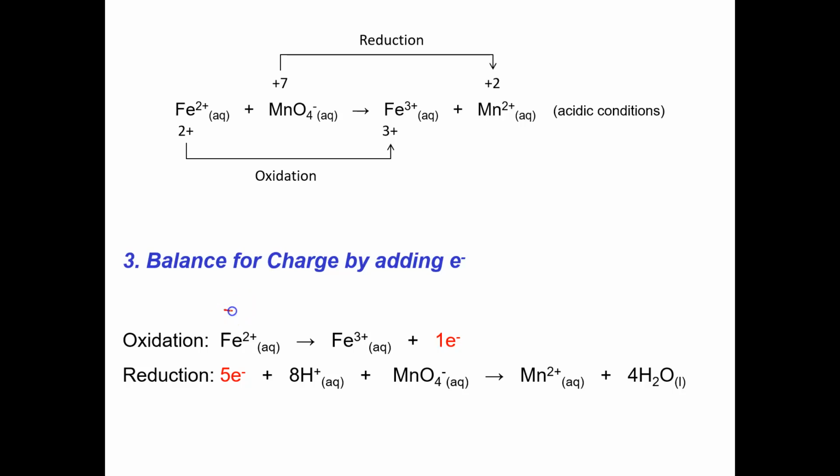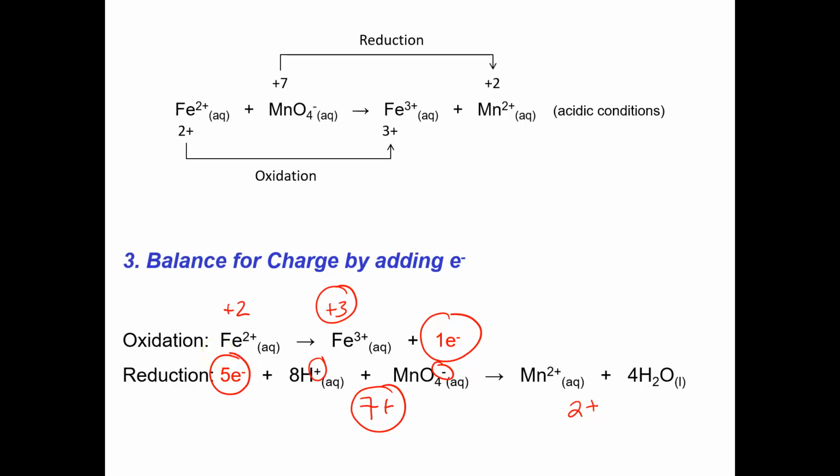So in our first equation, before we added any electrons, we had +2 on the left, +3 on the right. So we always add electrons to our more positive side. So we're going to add in 1 electron to get that to balance. In our second equation, before we balanced for charge, we had a total charge of 7+ on the left and a total charge of 2+ on the right. So we're always going to add electrons to the more positive side. So to get 7 down to 2, we're going to need to add in 5 electrons.